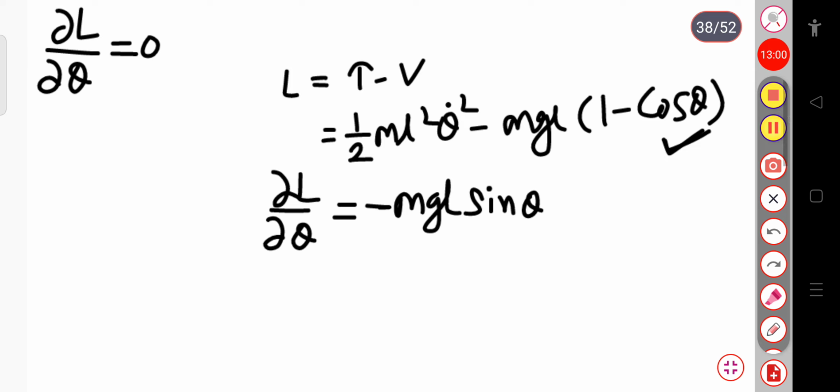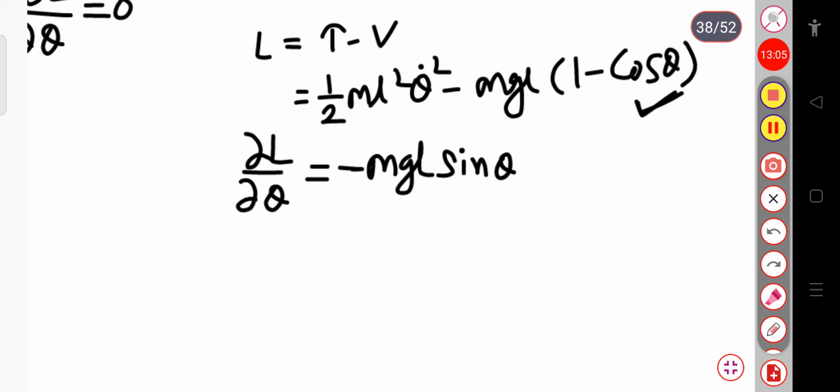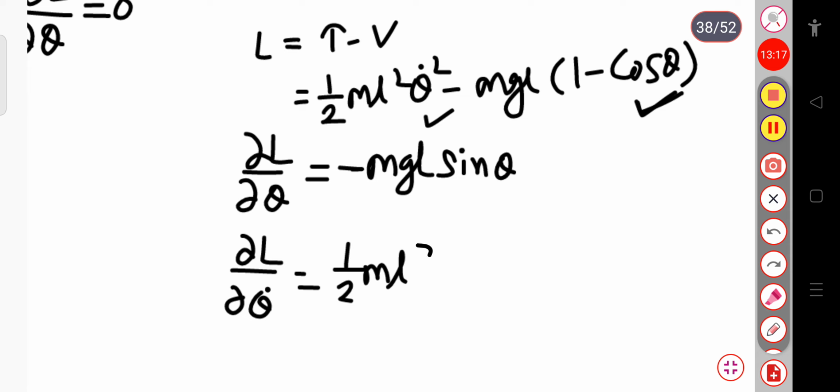Now let me calculate ∂L/∂θ̇. You can see the θ̇ term is present in the first term. So ∂L/∂θ̇ will be equal to, this half ml² term is taken as constant. The derivative of θ̇² will be 2θ̇. So this will be 2 into θ̇, the 2 gets cancelled, and this will be ml²θ̇.